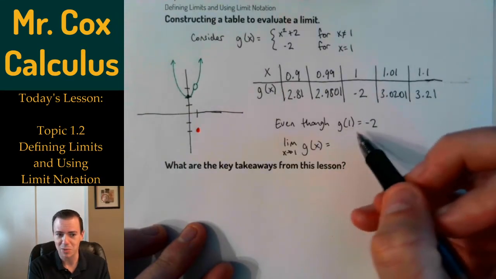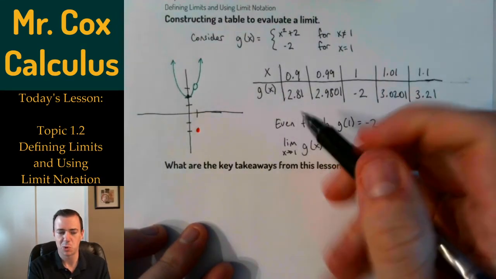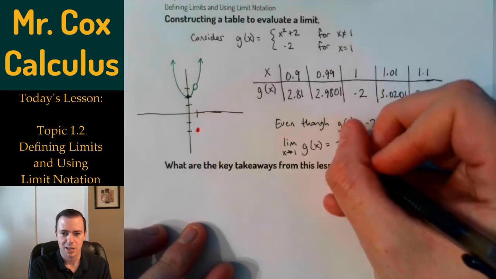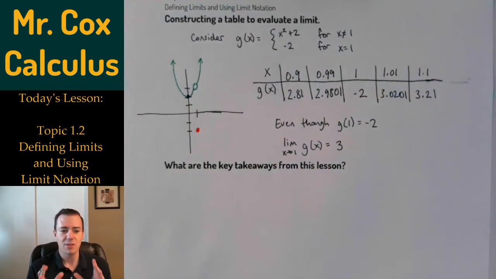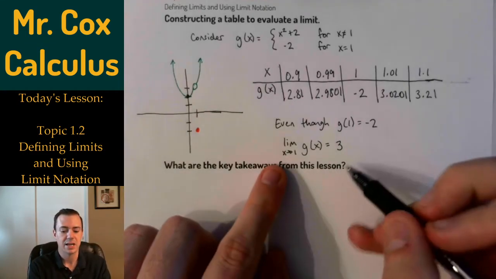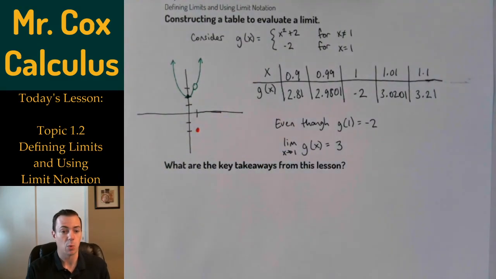even though this statement is true. The limit as x approaches 1 of this function is 3. And it's a very, very important distinction for you to make, that what's actually happening at the value, in this case, what's actually happening at x equals 1, has no bearing on the limit. We're just looking at the behavior of the graph around x equals 1. And for this particular function, as x is approaching 1, g of x is approaching 3. And so this is the limit statement that I want to be able to write.